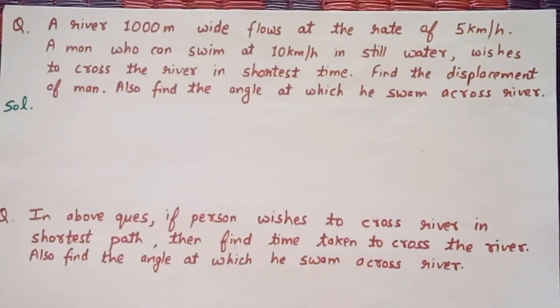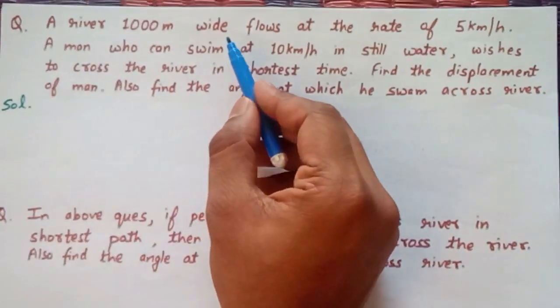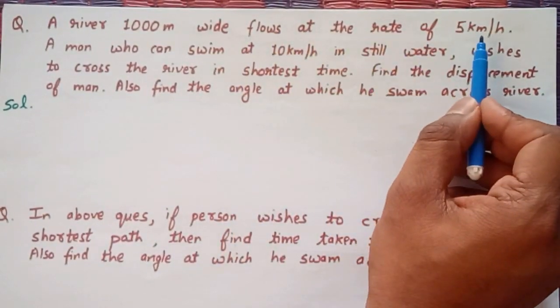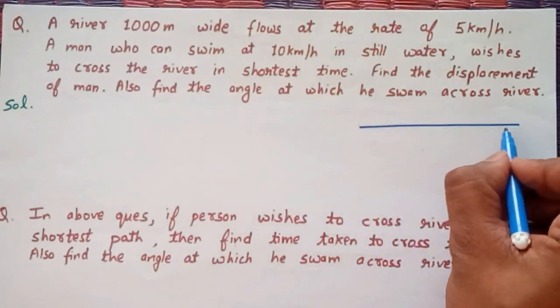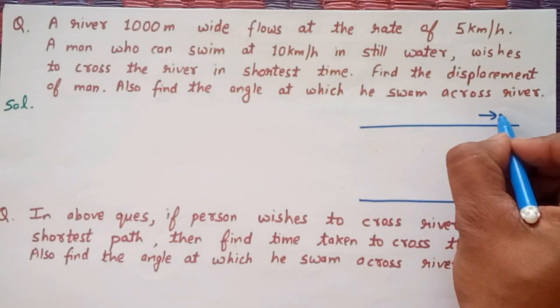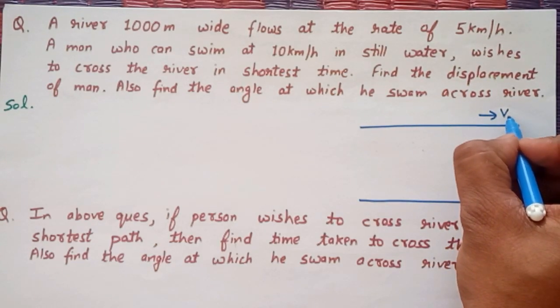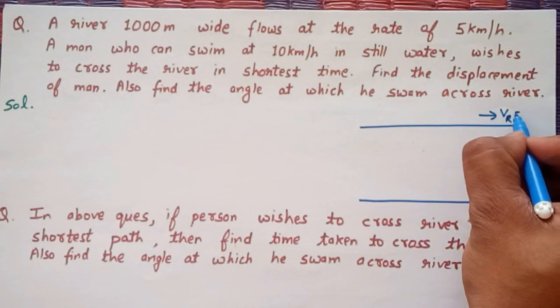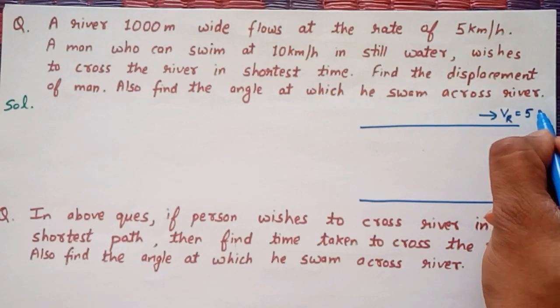Now moving towards our next question. A river 1000 meter wide flows at the rate of 5 km per hour. Let this one be the river and it is flowing in this direction. This is velocity of river and it is 5 km per hour.